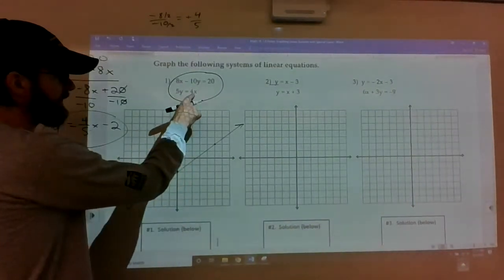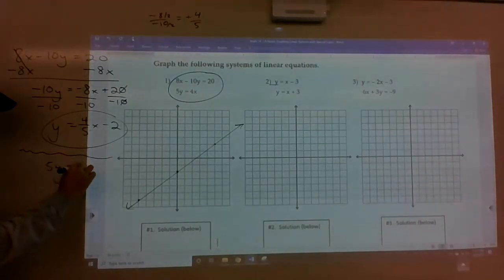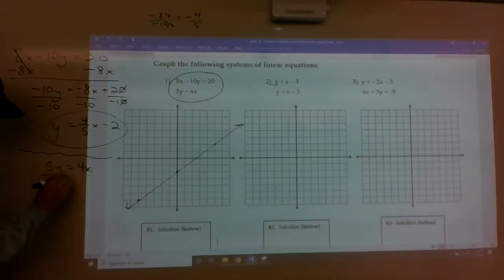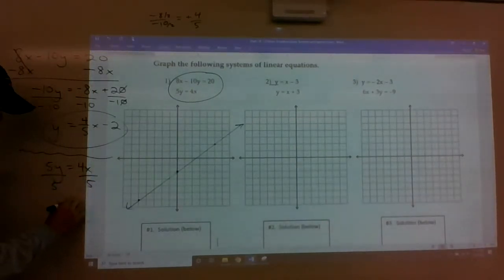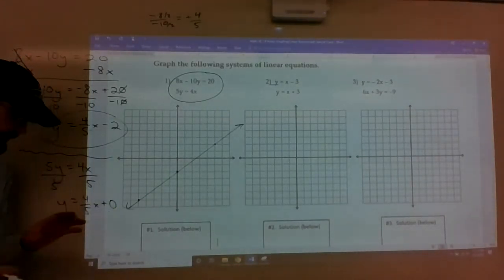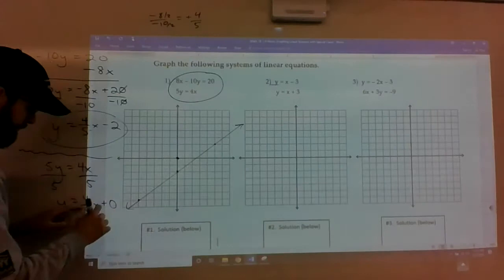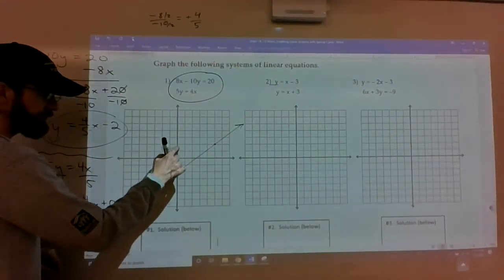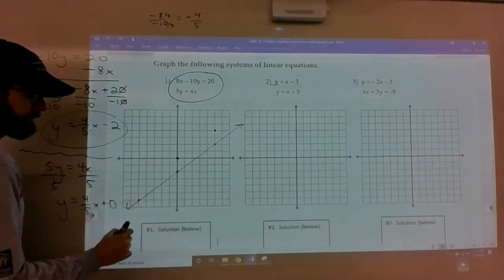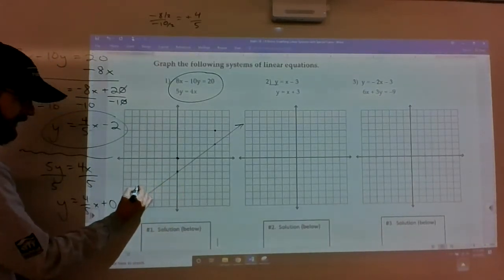Then 5y equals 4x. All we need to do is divide by 5 because the y's on the left-hand side. So y equals 4/5 x, plus 0. It's not plus 1. There's nothing there, 0. So start at 0 on the y-axis. You're going to go up 4, over 5 from the point you plotted, or down 4, left 5 from the point you plotted.